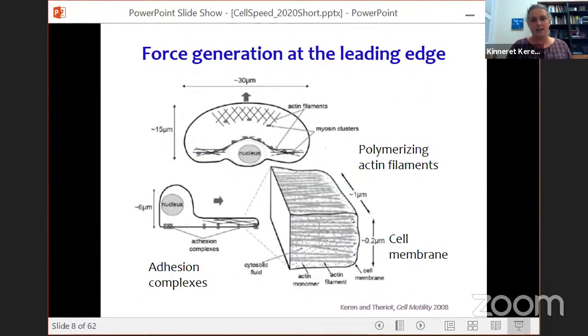Now at the leading edge of the cells, things are more complicated. It's not a single filament that's pushing a load, but rather it's a distributed motor with a network of filaments. This network of filaments is attached through adhesion complexes to the substrate. So the pushing forces due to the polymerization are actually going against the cell membrane. And this is done cooperatively, so the load is shared among the different filaments.